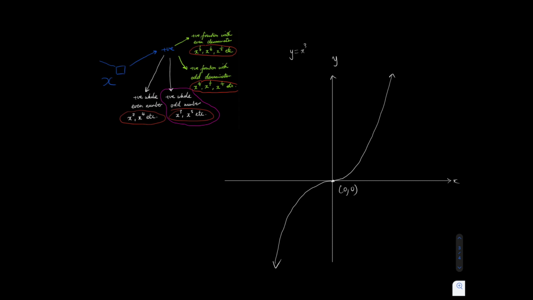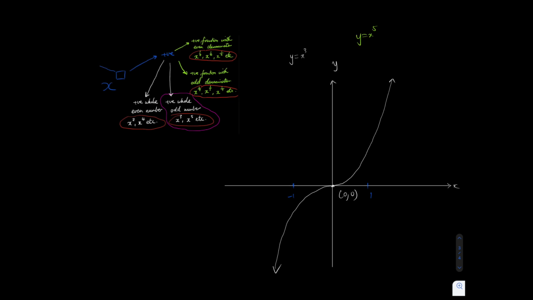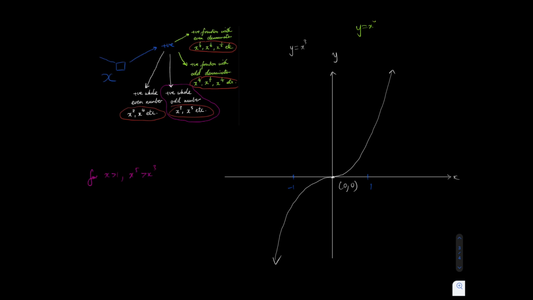Once again, we'll use the benchmarks x equals 1 and x equals negative 1 to help guide us to drawing the other power functions with odd powers as well. Let's consider the next one up, which is y equals x to the power of 5. For x greater than 1, x to the power of 5 would be greater than x to the power of 3, because the more you multiply numbers such as 4 or 5 by itself, the bigger it becomes.